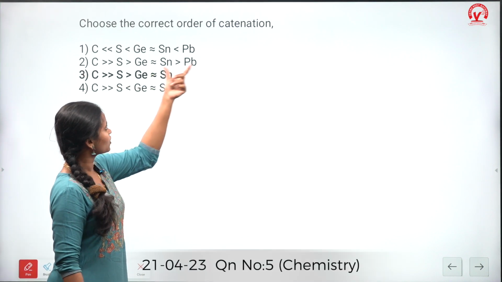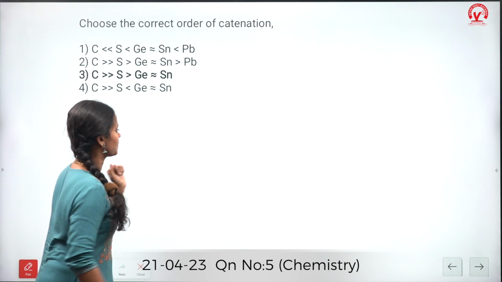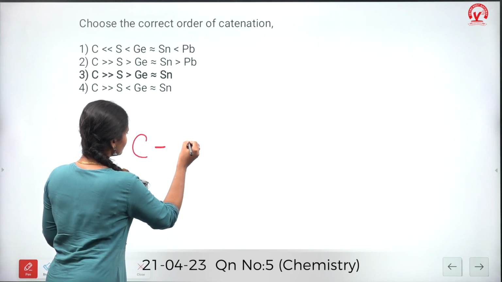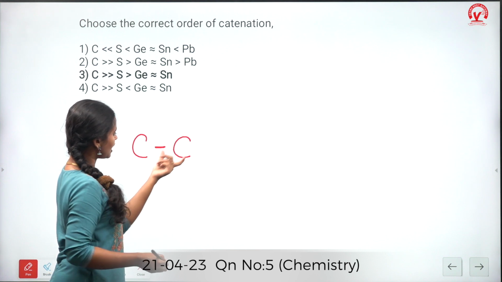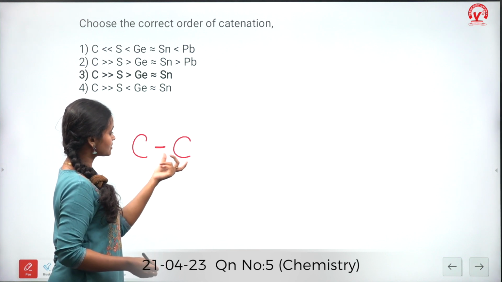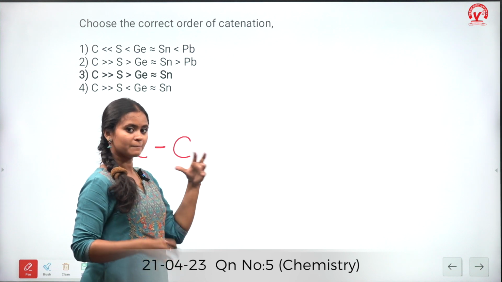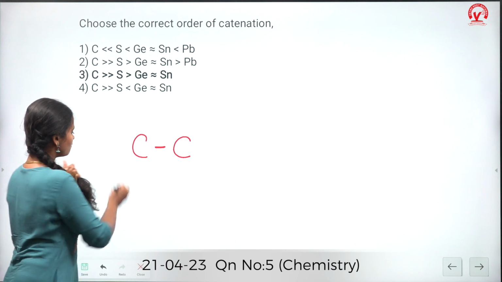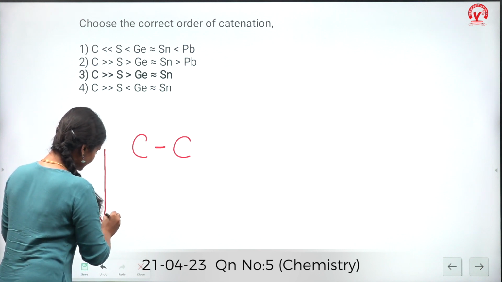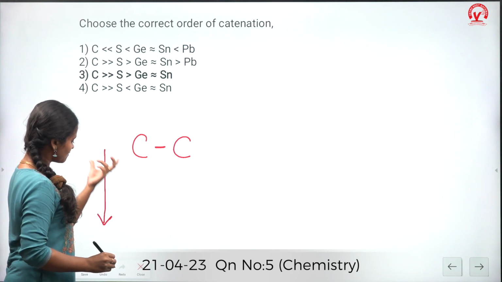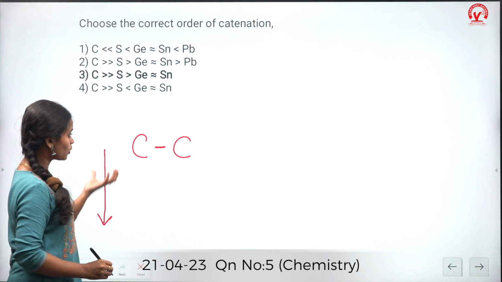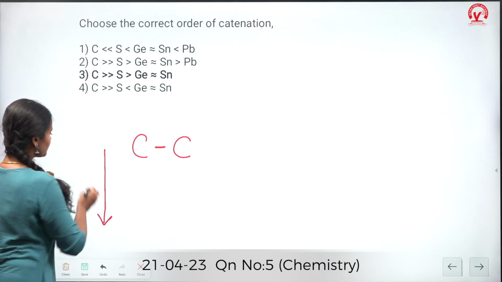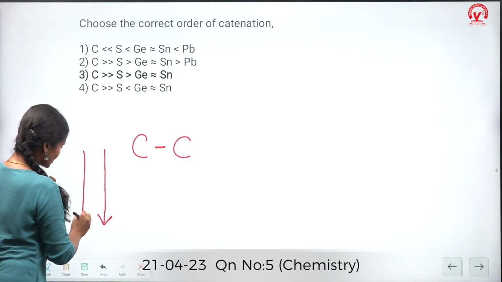Choose the correct order of catenation. Carbon has a unique character to form bonds with other carbon atoms. This is the reason for the formation of many cyclic compounds. When going down the group, the size of the element increases, so the catenation property decreases. When going down the group, the metallic character also increases.